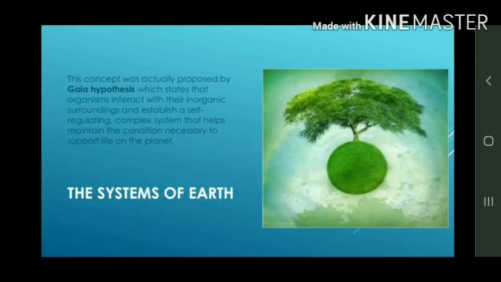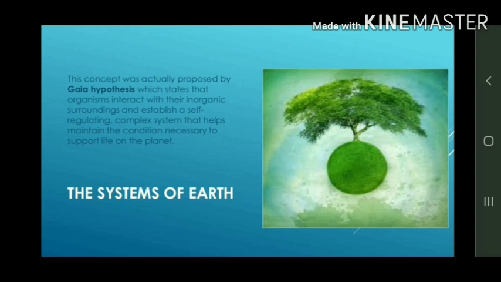This concept was proposed by the Gaia Hypothesis, which states that organisms interact with their inorganic surroundings and establish a self-regulating complex system that helps maintain the conditions necessary to support life on the planet. So this statement, together with this image, explains that living things are not only in the atmosphere, but they also help maintain the levels of gases in the atmosphere. So they help maintain the Earth as well.